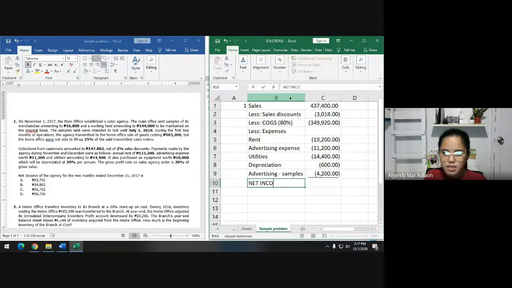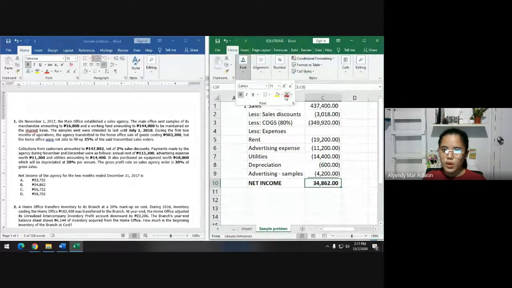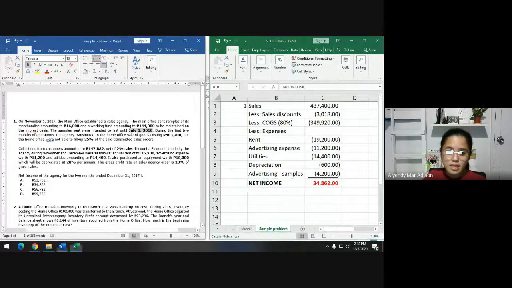So how much is the net income of the entity? Starting from the sales down, you have 34,862. Okay, 34,862. That is letter B.